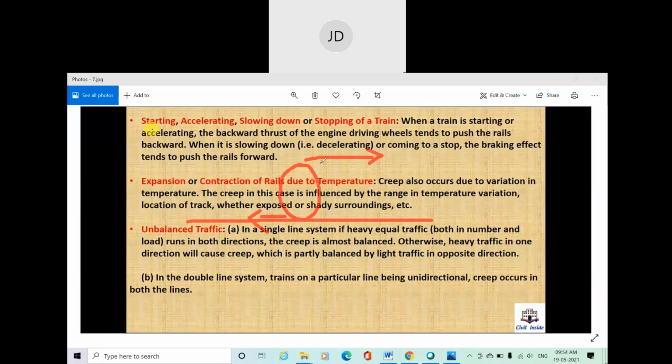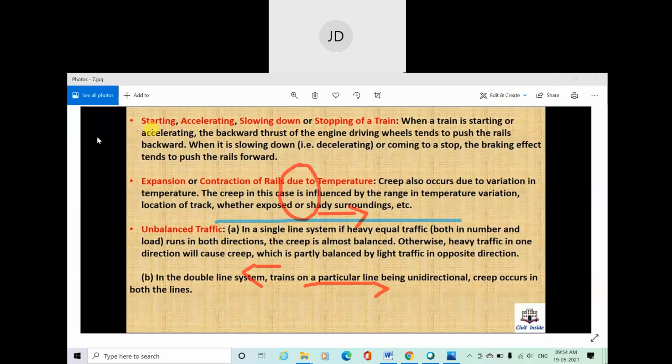Now suppose this is a train in a moving situation. If the train gives a sudden brake, what will happen? It will give a drag in this direction, and because of that, this rail part tries to move in the forward direction. That means at the time of starting, when it is accelerating, and when it tries to stop, that means when it's slowing down, there is a chance of creep.